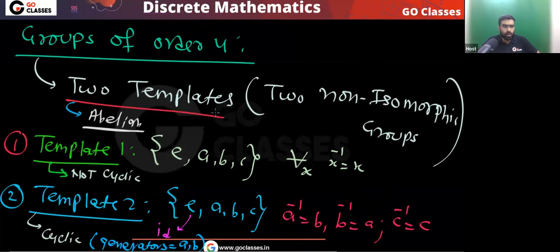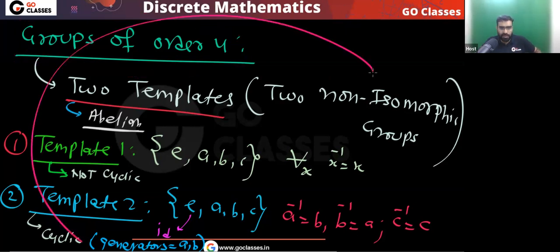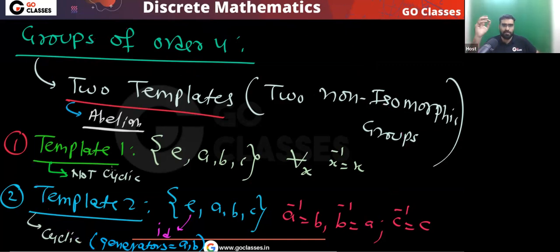Do you agree with me? Because in the GATE exam, they will not give you a group of order 6 or a group of order 8, because that will be very complicated. Most of the time, they will give you a group of order 4, a Cayley table of 4 elements. That is the reason this is very important. You should have everything on your fingertips.